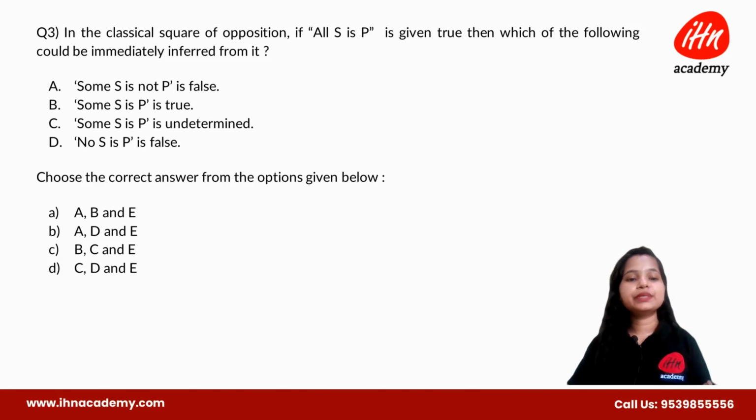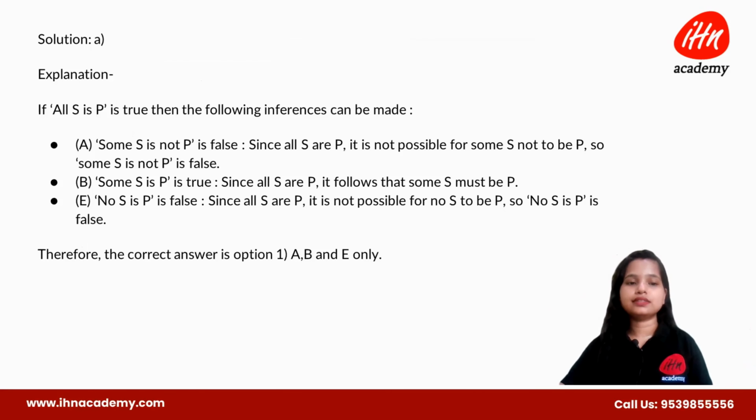Then no S is P is false. It is just contradictory, we can say, right? Or contrary. All S is P is true. सारे S P हैं. Then no S is P is false. Definitely. So it will also be correct. So options A, B and E. That is, option number A will be your answer.